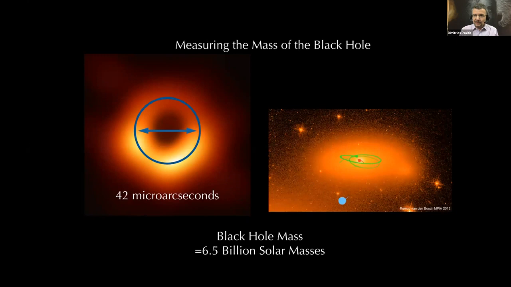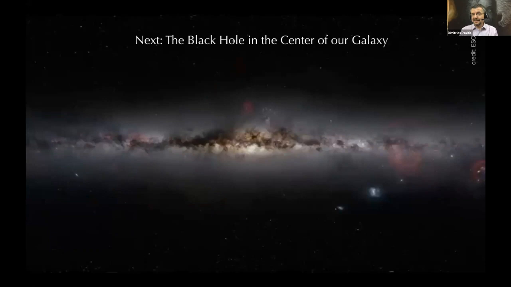And that let us understand that not only do black holes exist in the universe, but they have the exact properties, the exact sizes that Einstein's theory of general relativity predicted more than 100 years ago. And that was a remarkable achievement for that theory. But we're not satisfied by that. We want to do something better using the black hole in the center of our own galaxy.